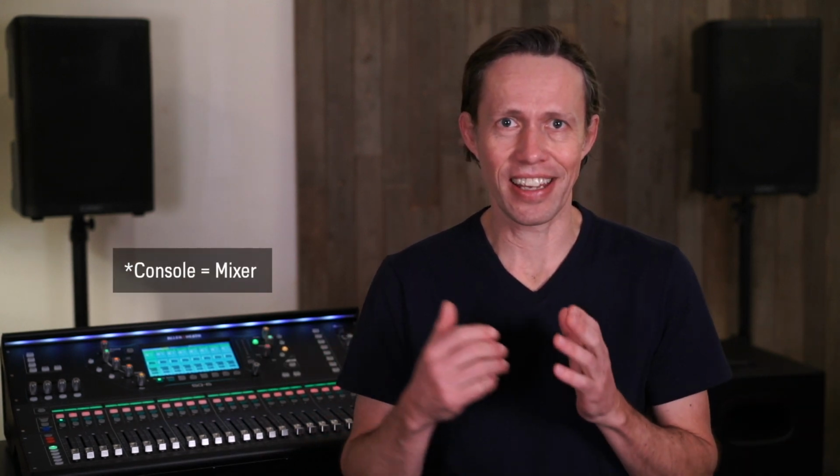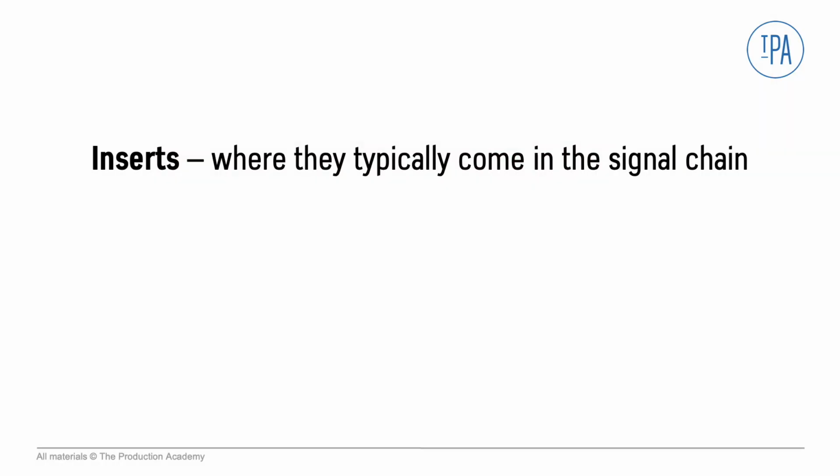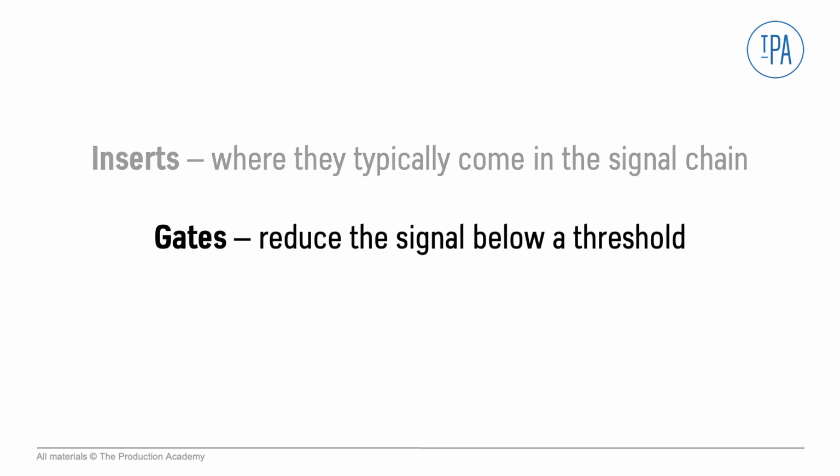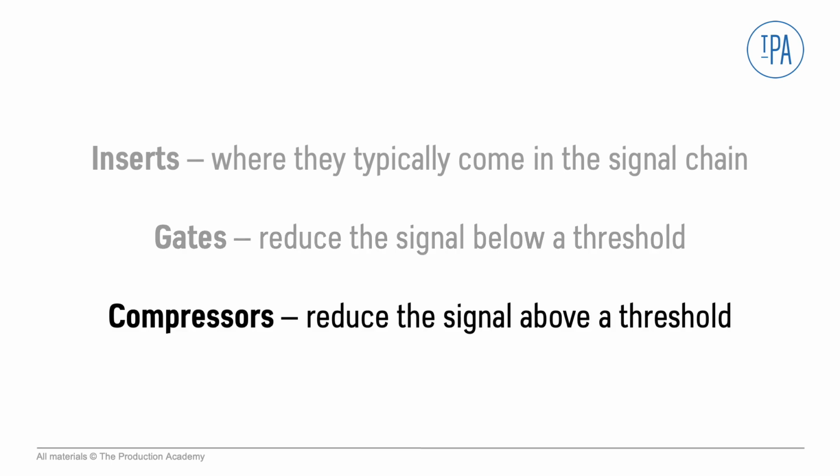Now, we often use inserts in other parts of the signal chain, like inserting an EQ or compressor on an output, but in this video we're looking at using gates and compressors in the channel strip and listening to a couple of examples. First, we look at inserts and see where they typically come in the signal chain. Then we see how gates reduce signal below a threshold, and we see how compressors reduce the signal above a threshold. Plus, we listen to some examples so you can hear what these actually sound like.